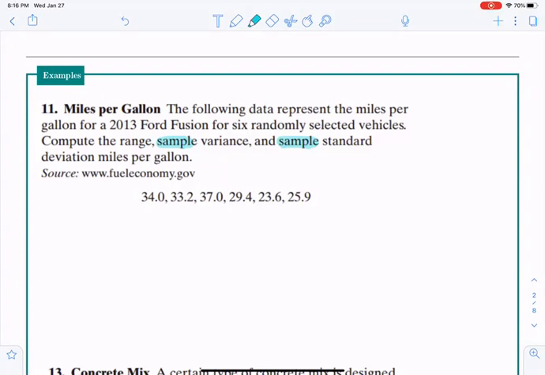If we want to find the range, we've got to simply do maximum value minus the minimum value. What is the largest value that we see? It is 37. The smallest that we see is 23.6. If we subtract the two, we will get 13.4. And that is the measure of spread, a variation of 13.4 miles per gallon among the 6 randomly selected Ford Fusion vehicles.